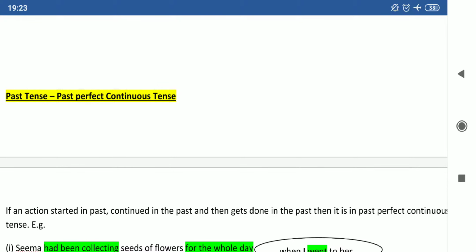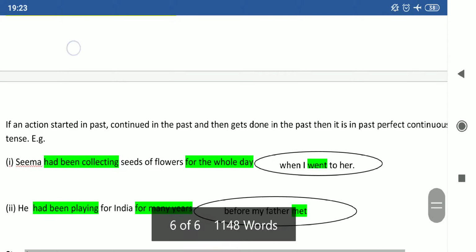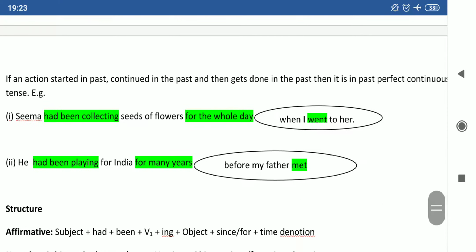Now let's talk about past perfect continuous tense. If an action started in past, continued in past, and then gets done in the past, then it is the past perfect continuous tense. What do we use when we are using present perfect continuous? Obviously, when the work started in past and is going on in present, then you use present perfect continuous.